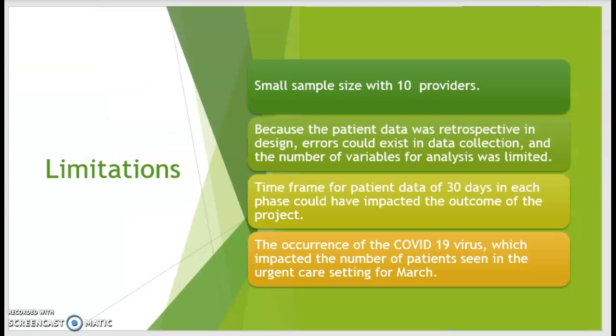The limitations of this DMP project included the provider participation sample size was small, consisting of only 10 providers. Because the patient data was retrospective in design, errors could exist in data collection. Also, the number of variables for analysis were limited. In measuring time frame, the patient data only consisted of 30 days. The most significant factor impacting this DMP project was the occurrence of the COVID-19 virus, which greatly reduced the number of patients being seen in the urgent care setting for the month of March.